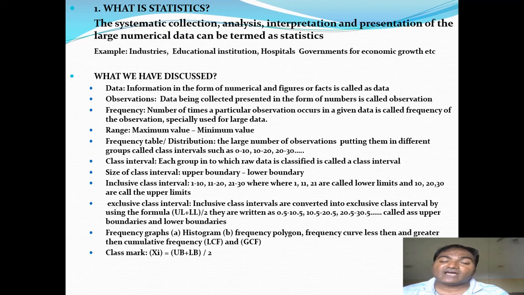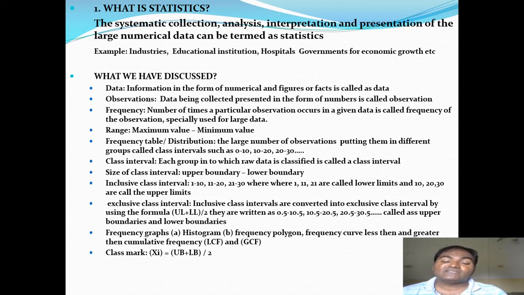So class intervals are nothing but where a particular frequency falls into it, which is known as a class interval. You can see the definition: each group in which raw data is classified is called a class interval. What is raw data? The number of items, observations which we observe is raw data. That raw data is interpreted and analyzed into class intervals for further study. That is known as class intervals.